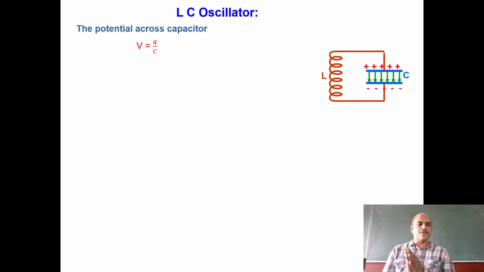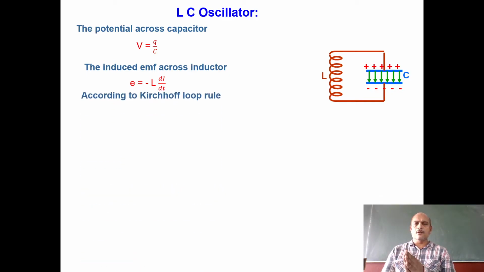So the potential across the capacitor we can find by V equal to Q upon C, from the principal formula C equal to Q upon V, and the other one is the induced EMF across the inductor, that is E is equal to minus L di upon dt according to Faraday's law, by applying phi equal to Li. Now according to Kirchhoff's loop rule, the total EMF must be 0. So L di upon dt plus Q upon C is equal to 0.